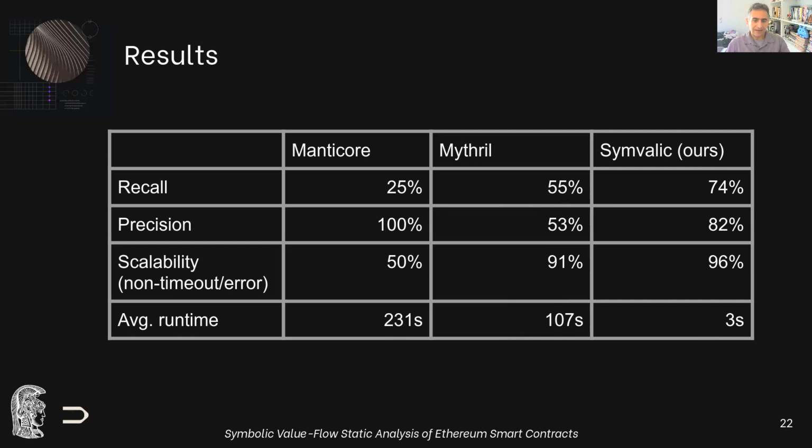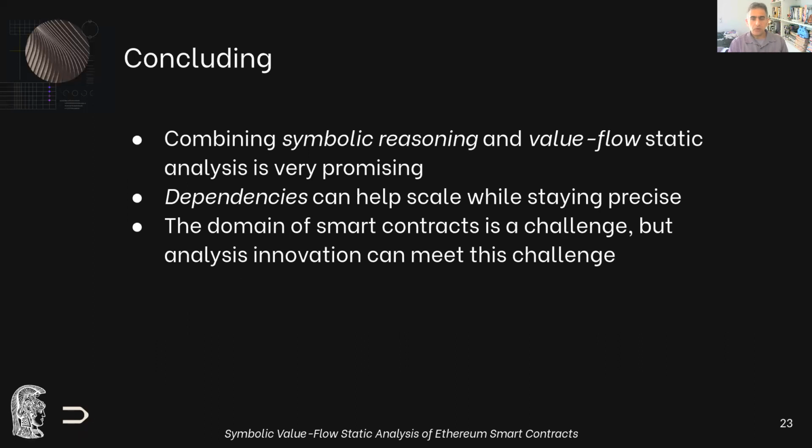So this is a systematic evaluation that tries to show what decisions have been made to exactly capture this precision without sacrificing scalability. So to conclude, I presented an analysis that combines symbolic reasoning and value flow reasoning. We think this is a very promising direction. There's the mechanism of dependencies that can help scalability without sacrificing precision. This is an answer of sorts in a specific setting. It is an answer to the state explosion problem.